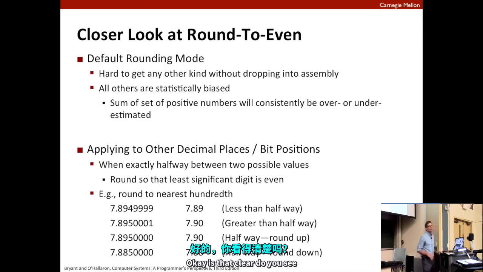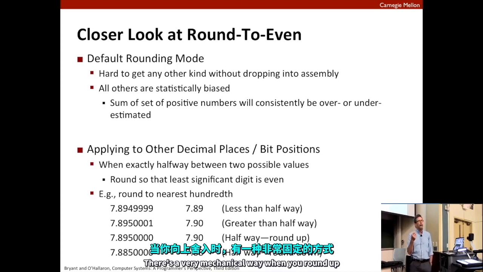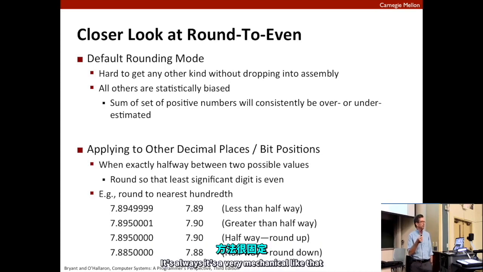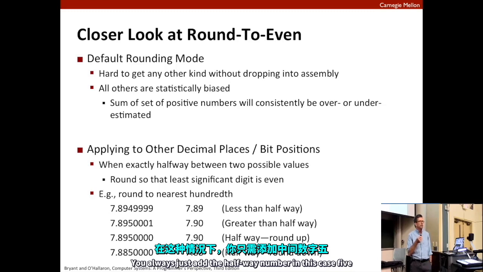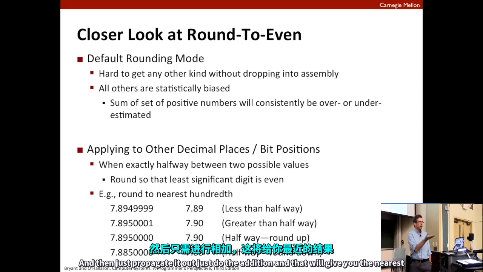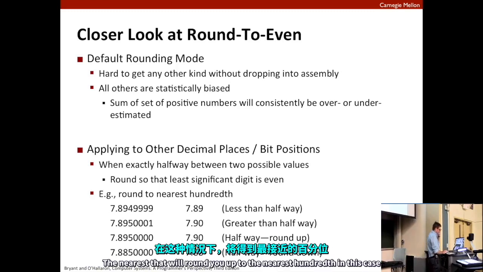Okay, is that clear? Do you see? It's a very mechanical way. When you round up, you always just add the halfway number, in this case 5, and then just propagate it out. Just do the addition, and that'll round you up to the nearest hundredth in this case.